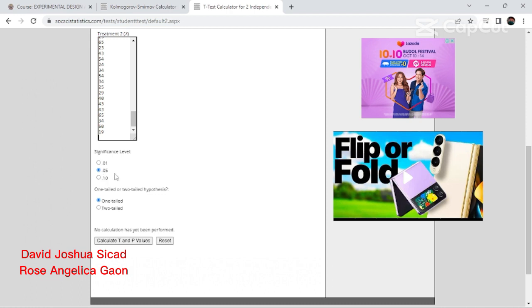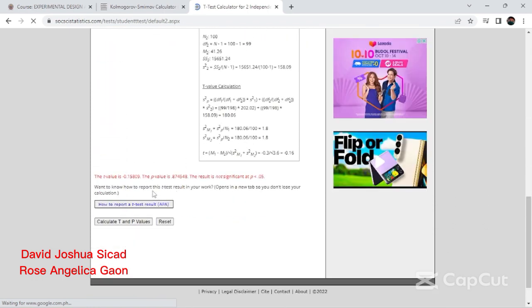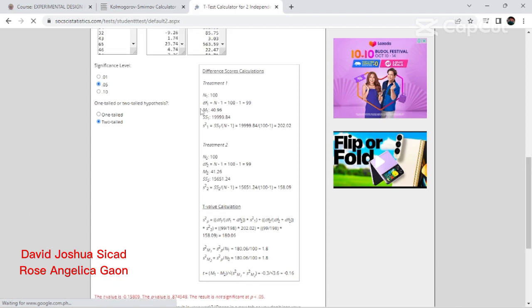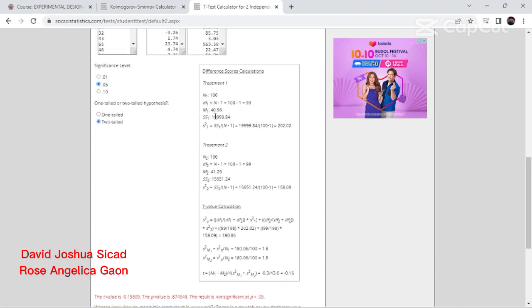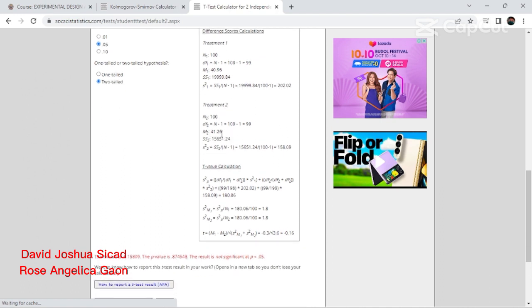The significance level is 0.05, two-tailed. So we will calculate the t and p values. This is the result. The p-value is equal to 0.874548. The t value is 0.15109. Treatment 1, mean 1, is 40.96. Mean 2 is 41.26.